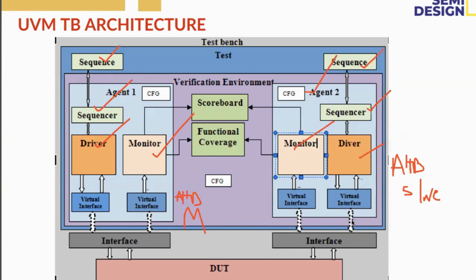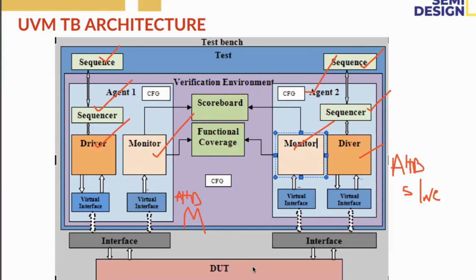So these are the virtual interfaces we are interfacing with the DUT. Like this, every IP has a number of agents. Multiple agents can be there for a DUT, according to our number of IPs or number of blocks. This is the basic UVM architecture.